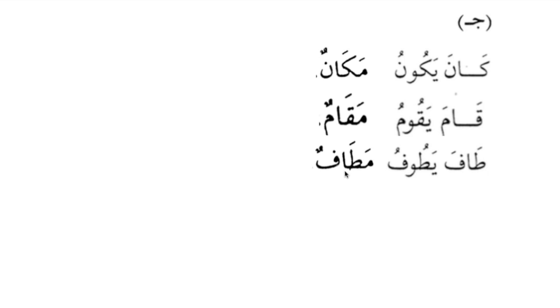Again, the place where you stand, you just have to put mim with fatha. Another thing you need to remember is that mim with fatha is for ismul makan. It's very important to remember, because every single vowel sign has its own significance and meaning. So what will be ismu makan for qama yaqumu? It will be maqamun. We know maqam is a place where you stand. Tafa yatufu, where you go around. The place where you go around is matafun, which is maf'alun, ismu makan.